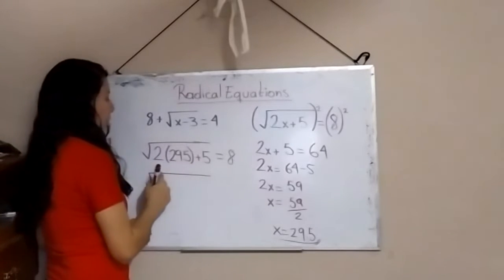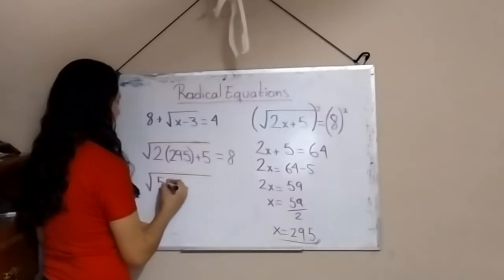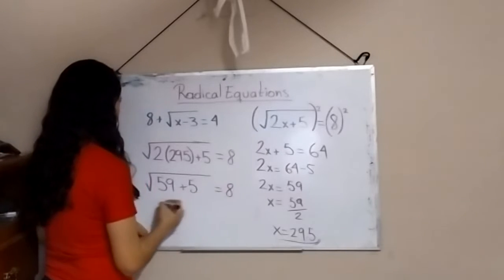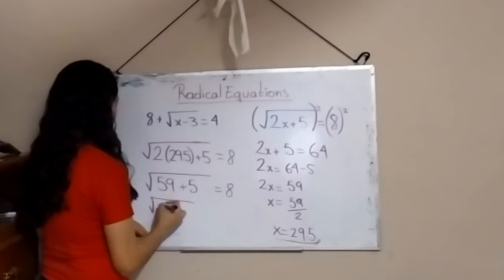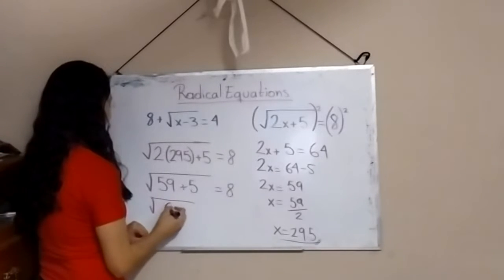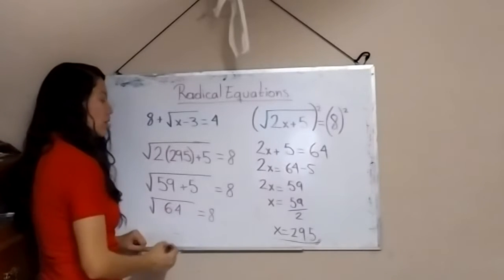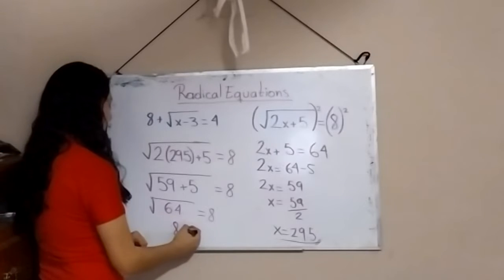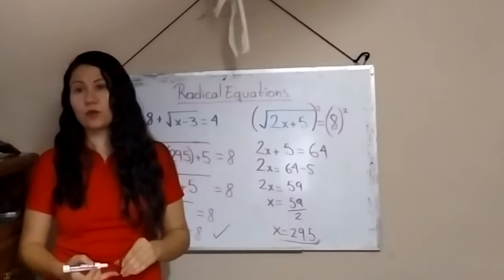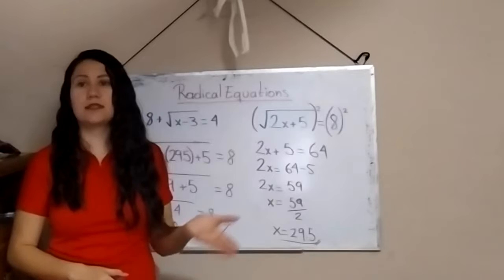The square root of 2 times 29.5 is 59, plus 5 equals 64. The square root of 64 is 8, equal to 8. This is true, meaning that x equals 29.5 is a true answer.